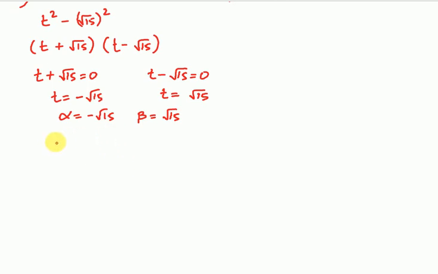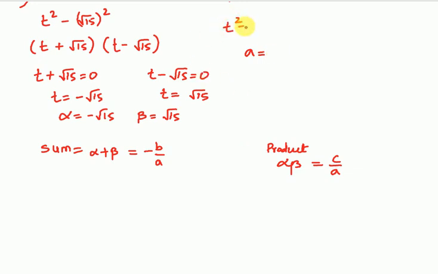First is the sum, that is alpha plus beta, and the product, which is alpha beta. The product is equal to c by a, we have to verify, and the sum is equal to minus b by a, that we need to verify. From the equation, first write down the values of a. The equation is t square minus 15.